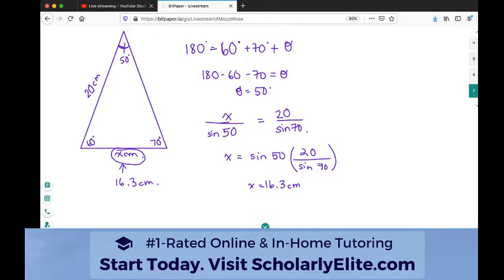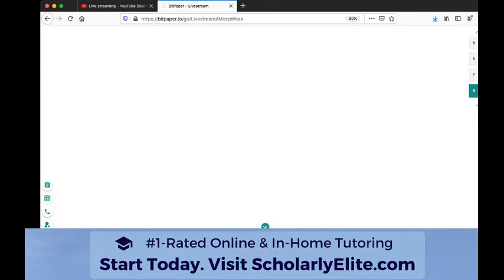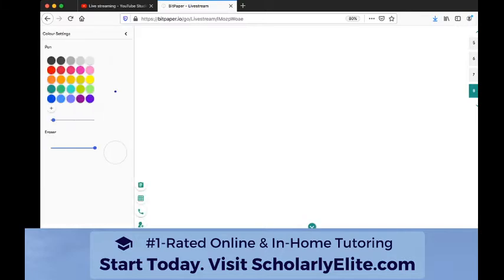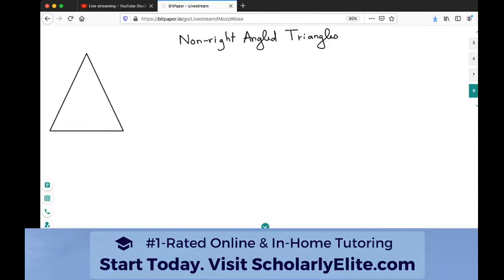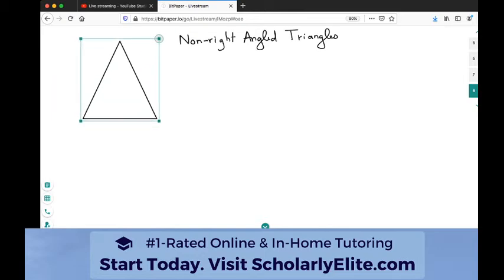So now we're going to learn about cosine law. And again, for cosine law, we are discussing non-right angle triangles. That's very, very important to remember. And I'm going to get my little triangle pen here. Non-right angle triangles, meaning they don't have an angle of 90 degrees in them.